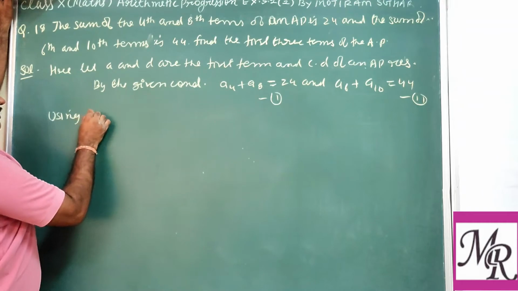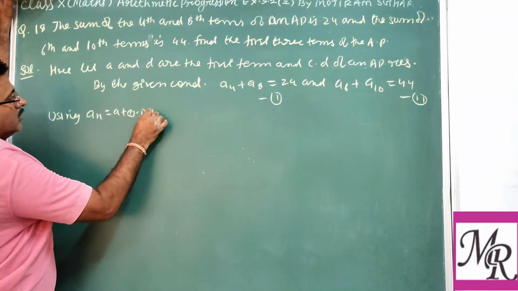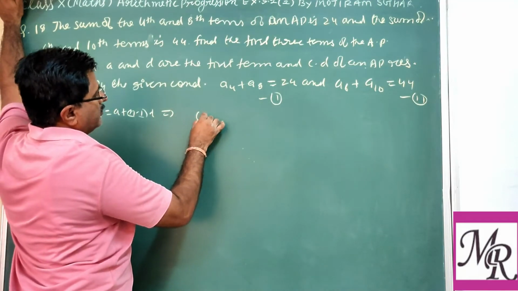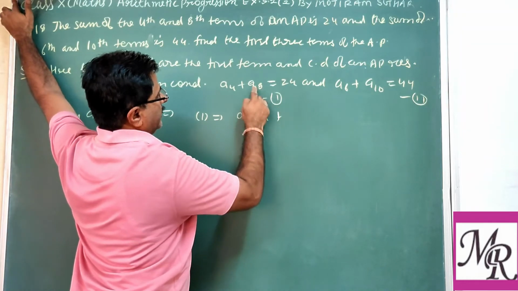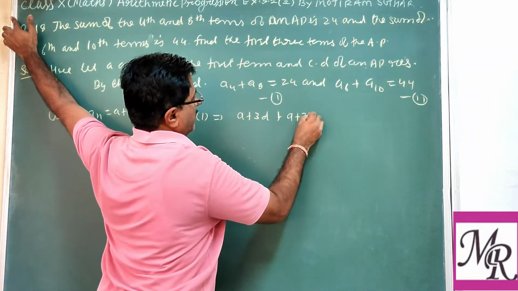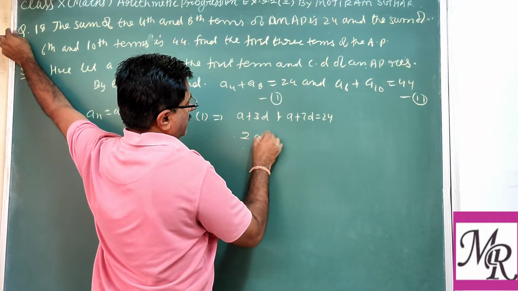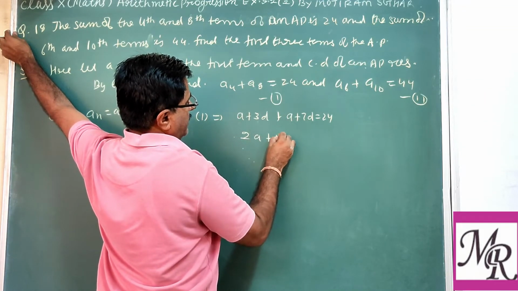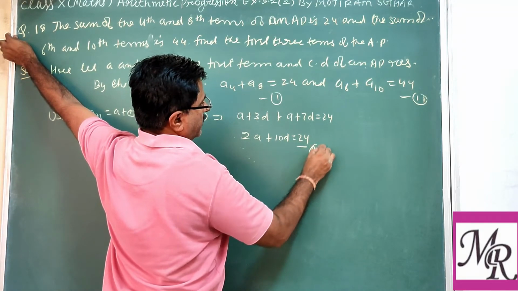So using an equal to a plus n minus 1 into d. The 4th term can be written as a plus 3d, and the 8th term, that is a plus 7d, equal to 24. a plus a, that is 2a, 3d plus 7d, 10d. So this is equation number A.